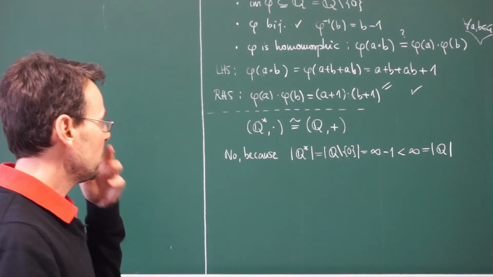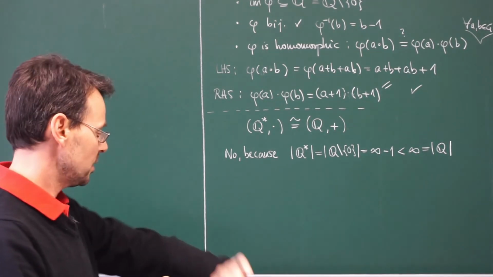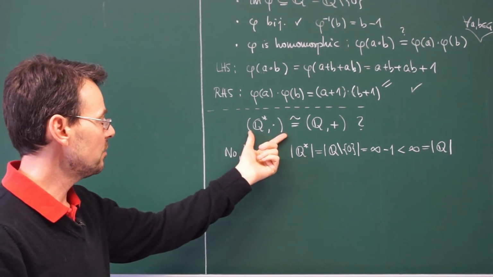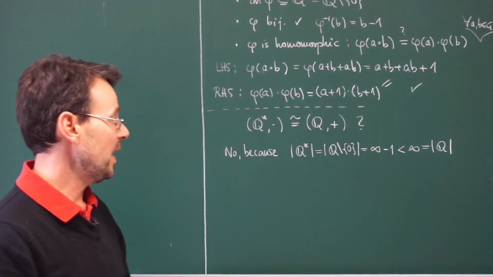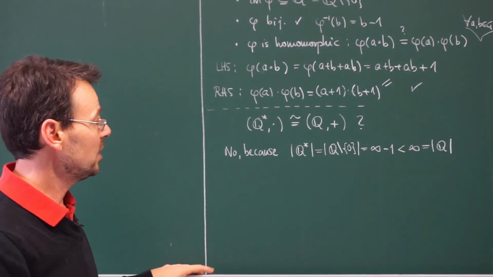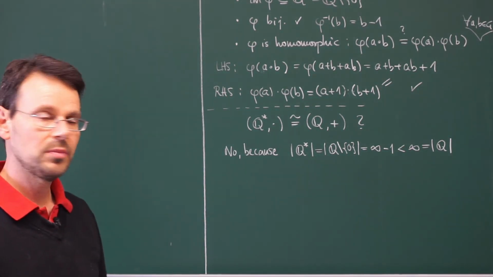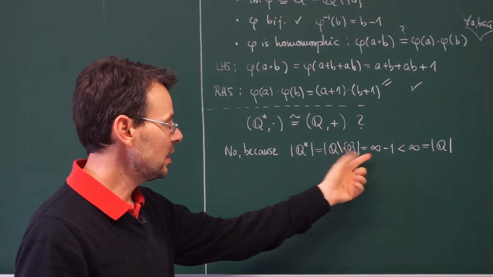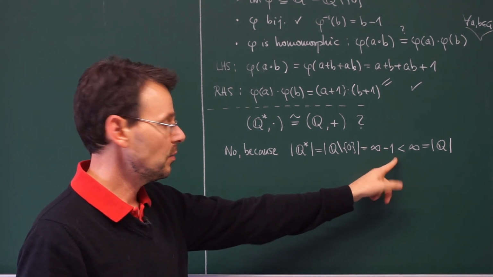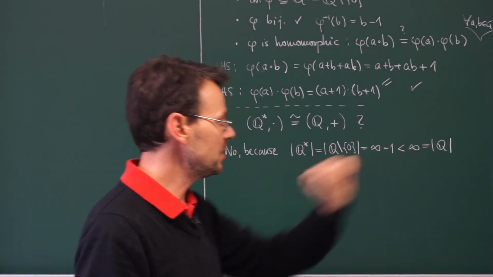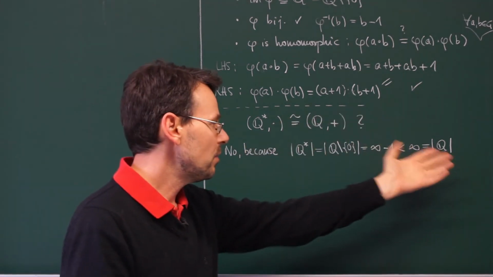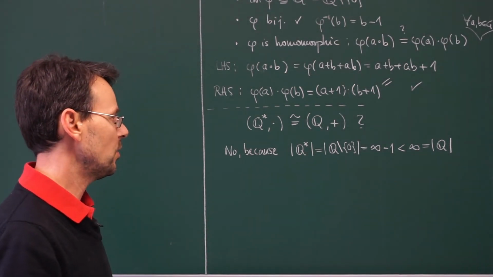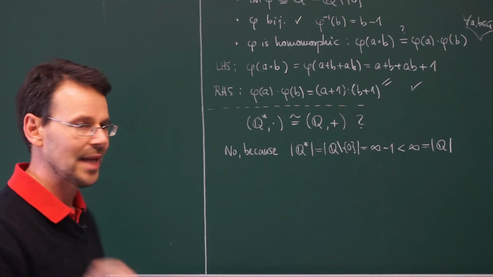Okay, now there's still one question open in exercise number 3. Is it possible to find an isomorphism between the multiplicative group of the rational numbers and the additive group? They might as well be isomorphic. Well, no, this cannot be true, because this here is Q without 0. This clearly has order infinity minus 1, which is less than infinity, which is the order of Q. Therefore, they cannot be isomorphic, because an isomorphism would preserve the order. Done. Nah, okay, I'm just kidding.